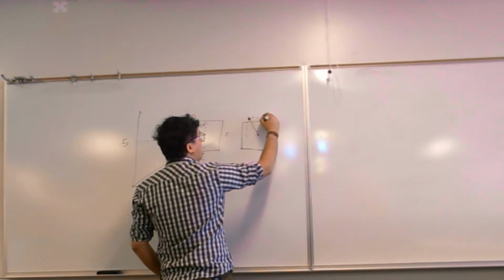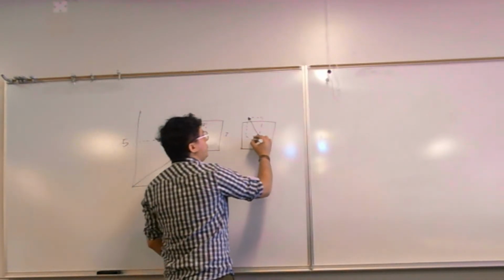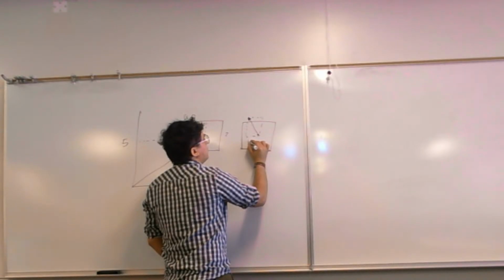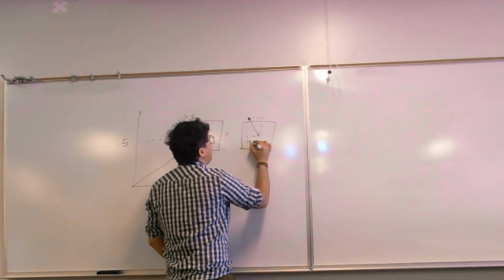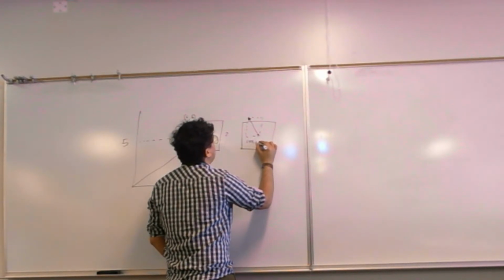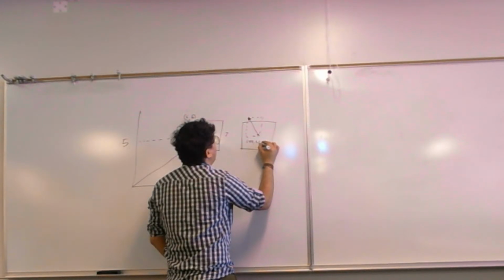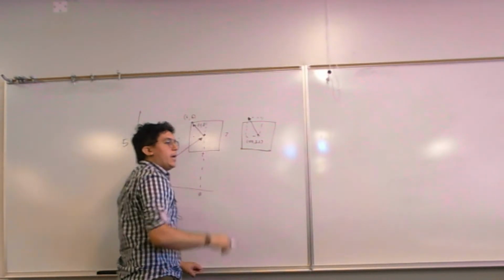Instead of being 1, 1, it's going to be, I guess, like 0.9 and 1.1. I'm not sure that would be the ratio exactly, but it would change by about that much.